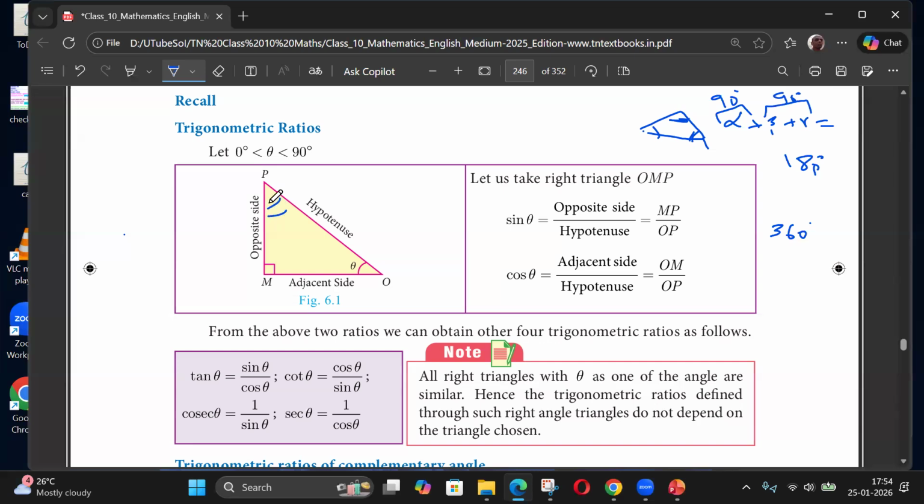Once you have a right angle triangle, the maximum angle is what? This is theta, and the sum of these two is 90, so obviously the right angle should be more. The total angle is 180, out of that half is this angle, 90, and the remaining is shared between these two. So this is the maximum angle. The side opposite the maximum angle is the maximum length side, because the length of the opposite side is proportional to the angle. If the angle is more, the opposite side is more.